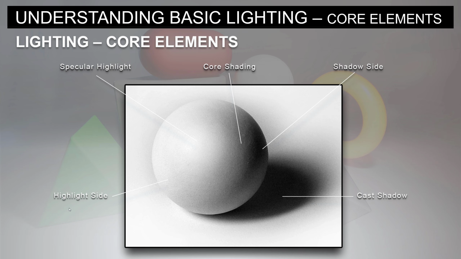This is our cast shadow. For whatever our main shadow casting light is, we should get a clear, easy to read shadow direction from that. With those visual cues, we should know where that main light source is from the shadow information. So we've got our highlight side, and then the specular highlight tells us something about what that surface type is.